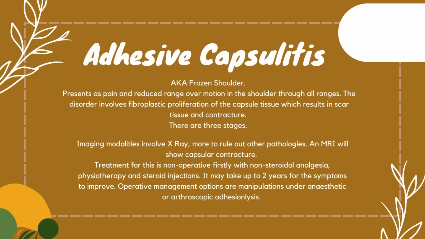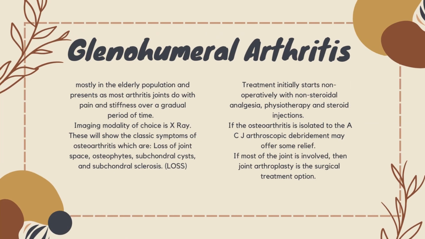Lastly, glenohumeral arthritis. This condition is seen mostly in the elderly population and presents as most arthritic joints do, with pain and stiffness over a gradual period of time. Imaging modality of choice is X-ray. These will show the classic signs of osteoarthritis, which are loss of joint space, osteophytes, subchondral cysts, and subchondral sclerosis. Treatment initially starts non-operatively with non-steroidal analgesia, physiotherapy, and steroid injections.